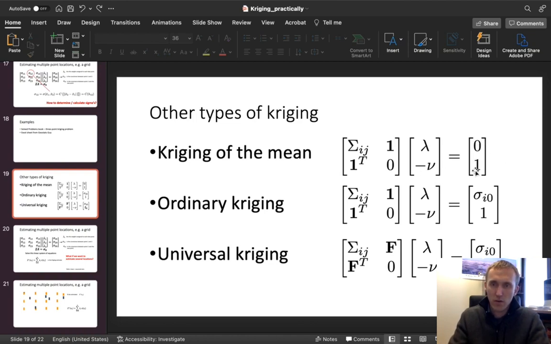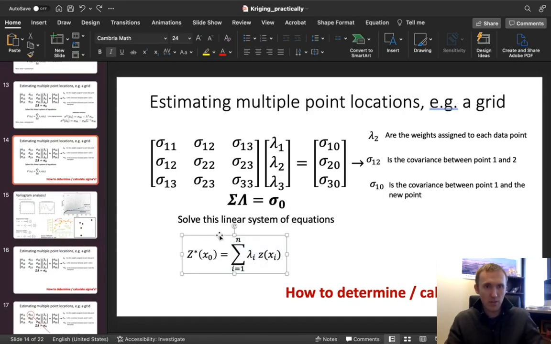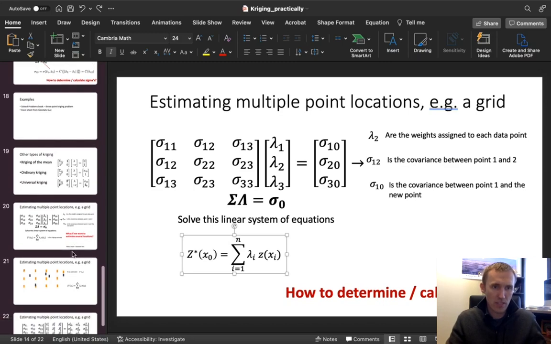And you can see we've got 0 and 1 over here, so there are no sigma I naughts over here now. We don't care about a new particular location. We're looking at the overall mean. And this system of equations, again, I go through the derivation of this more in the other video. This particular set of equations, if we solve it and plug our lambdas into the expression that we had before, this expression here, let me just copy this and pull it over so we can compare directly.